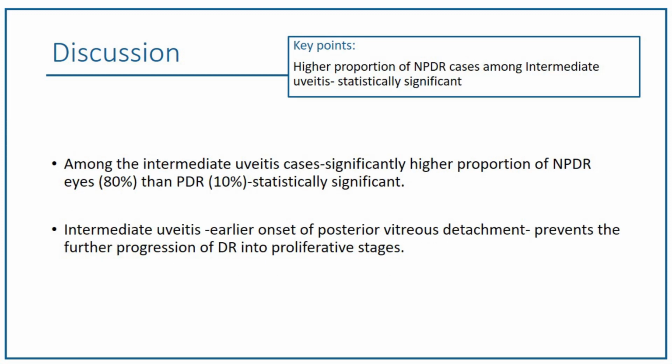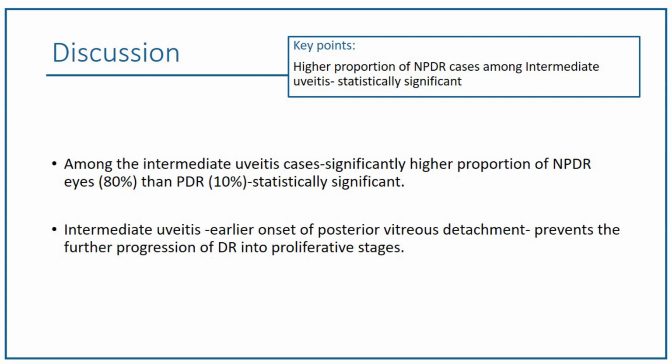We also noted a high proportion of non-proliferative diabetic retinopathy cases among intermediate uveitis cases. This was the most significant point in our study. We noted that among the intermediate uveitis cases, there was a higher proportion of non-proliferative diabetic retinopathy. That is, 80% of the patients had non-proliferative diabetic retinopathy as compared to 10% of the patients with PDR.